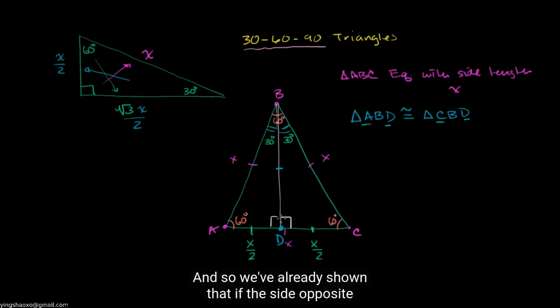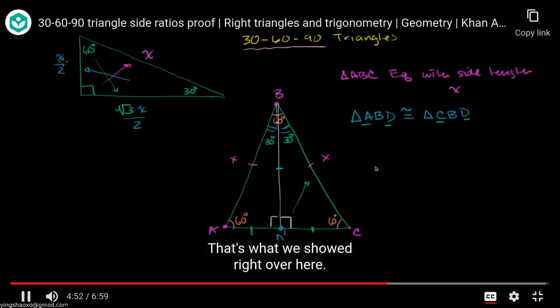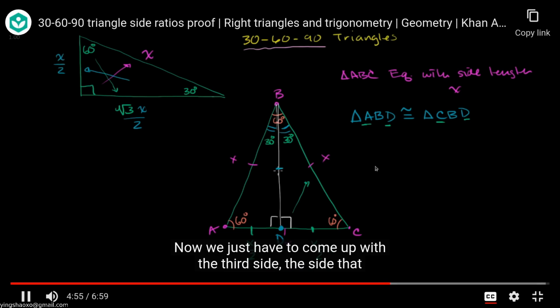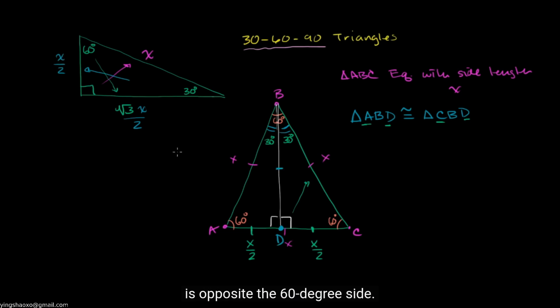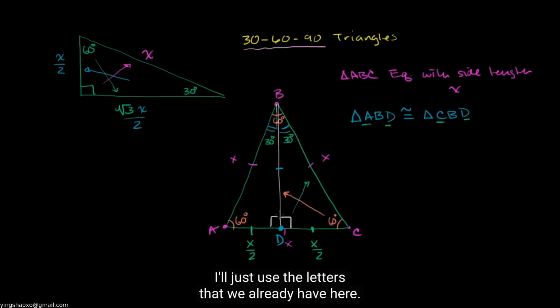And so we've already shown that if the side opposite the 90 degree side is x, the side opposite the 30 degree side is going to be x over 2. That's what we showed right over here. Now we just have to come up with the third side, the side that is opposite the 60 degree side. Let's call that length, I'll just use the letters we already have, BD. And we can just use the Pythagorean theorem right here.